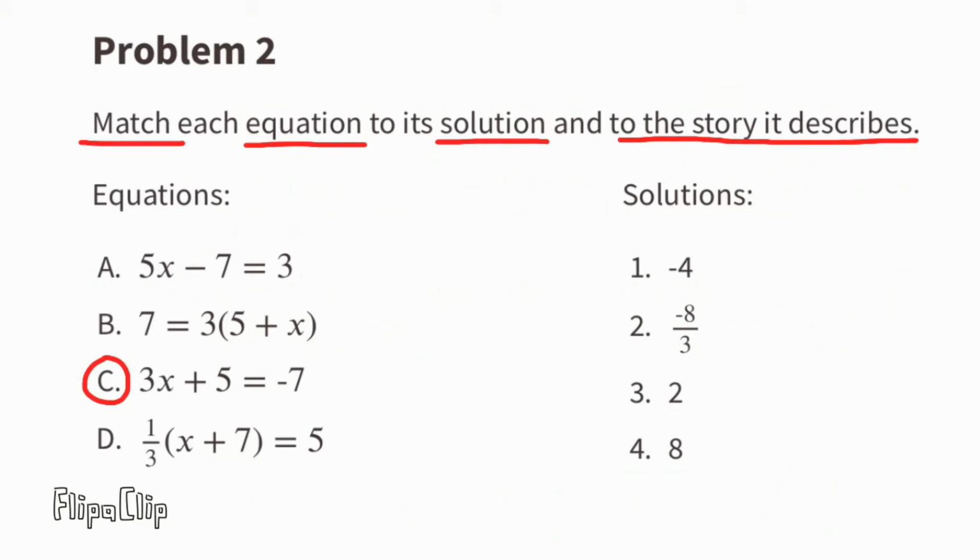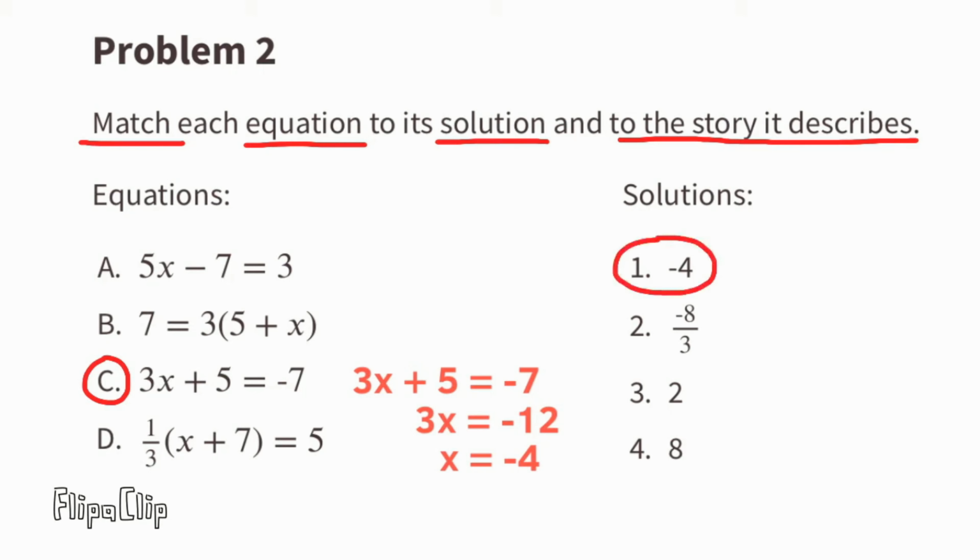C. 3x plus 5 equals negative 7. First, we need to subtract 5 from both sides. That leaves us with 3x equals negative 12. Finally, we divide both sides by 3. That leaves us with 1x, or x, equals negative 4. So x equals negative 4. The solution for equation C is the first solution, negative 4.